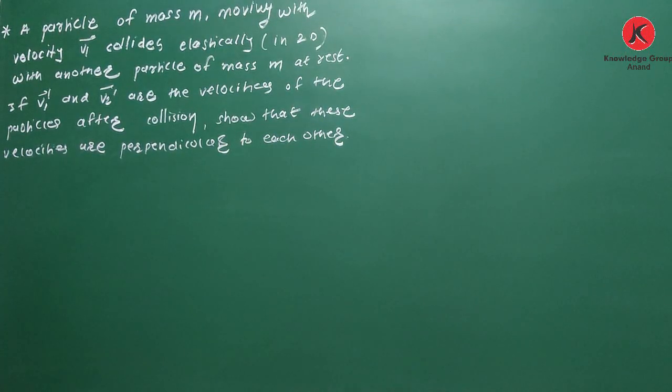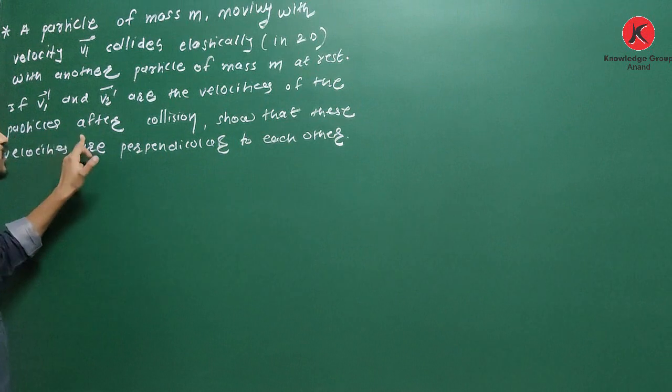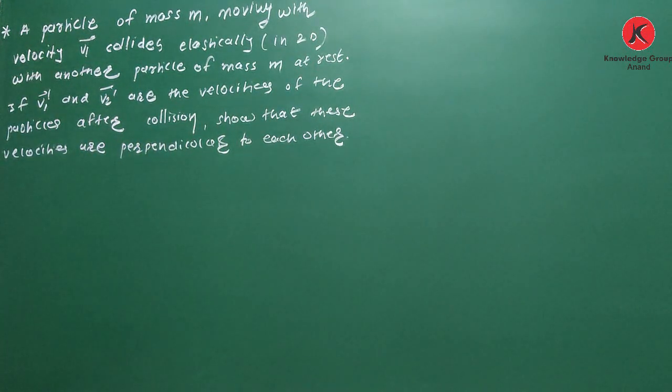Now next, we will see one question, and yes, it is one type of theory. We have to make one result. A particle of mass m1 moving with velocity v1 collides elastically with another particle of mass m at rest. If v1 dash and v2 dash are the velocities of the particles after collision, show that these velocities are perpendicular to each other. Yes, we have to make one common result.